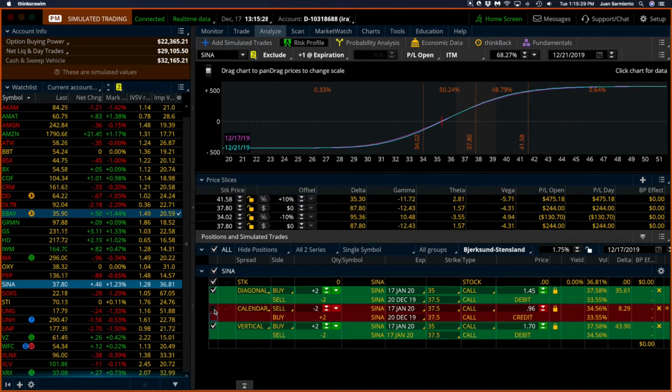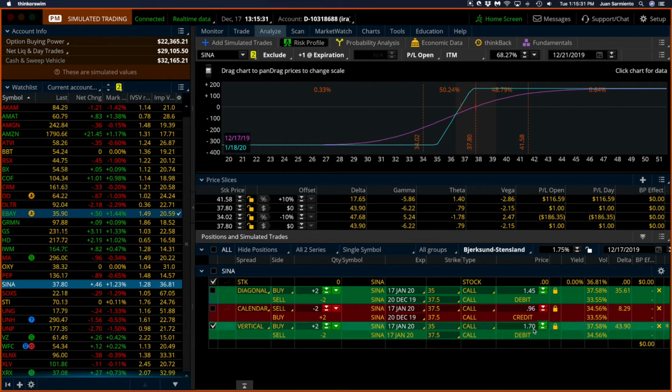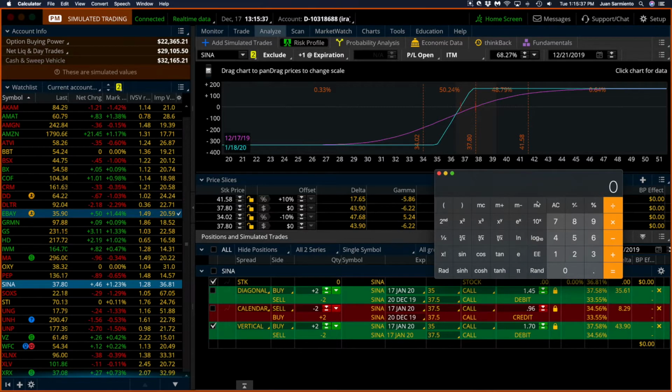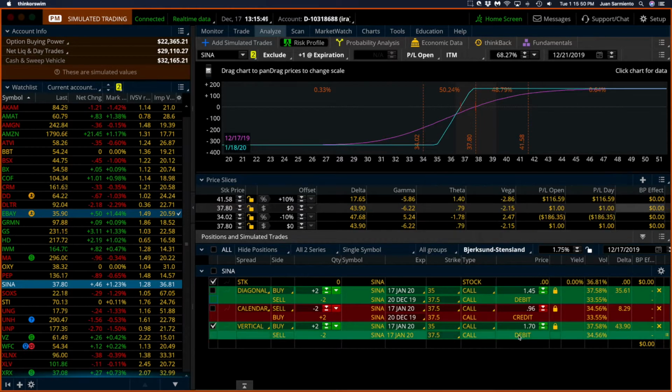And to calculate its true value based on the money that I put in, let's use a calculator, and we have a debit and a credit. So the debit is 1.45 and the credit is 0.96. That gives us a debit of 49 cents. So we can put that here.